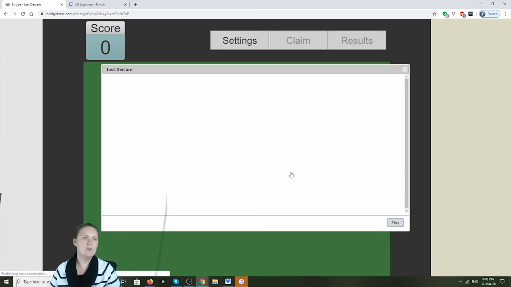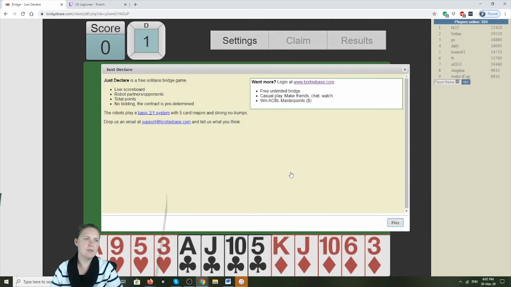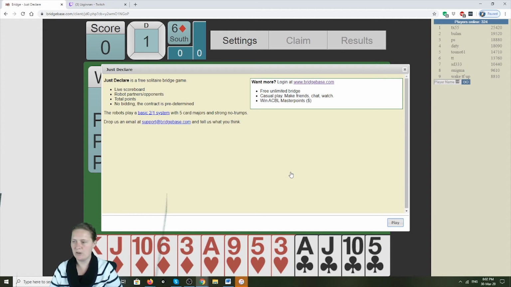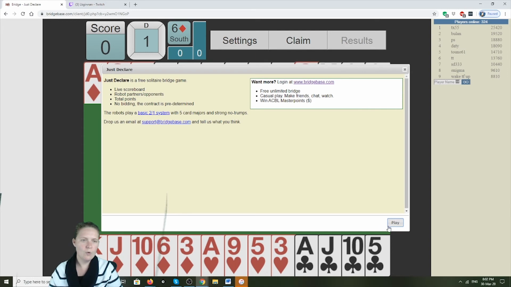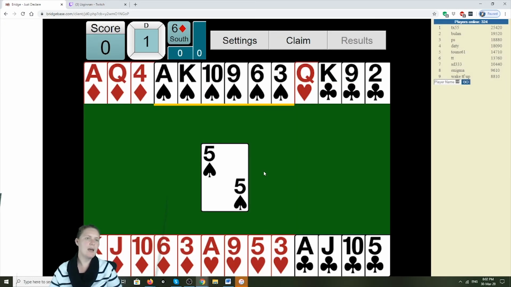Basically, it might take a little bit of time to load, but you are just going to be taken straight to a table. Now, it will give you a prompt about what exactly you are doing, so that you're in the Just Declare area. You don't even need to read that bit, just click on play. You are going to be launched into just playing a hand. In Just Declare, you don't get any bidding in this area, you simply get to declare the hands yourself, and go through and do that.